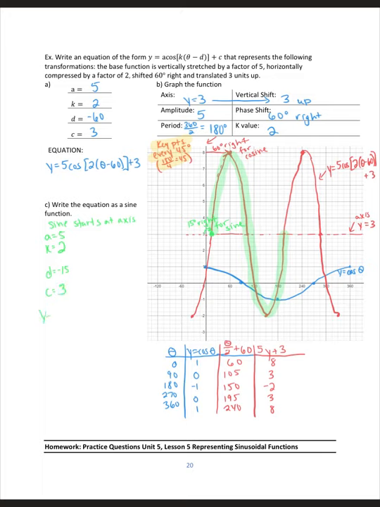So we're going to have y equals 5 times the sine of 2 theta minus that new phase shift, which is 15, right? That's the only part that changed, plus 3. Everything else stayed the same. It's always going to be the phase shift, because remember, our sine starts at our axis and our cosine starts at the max. That is it for your notes for today.